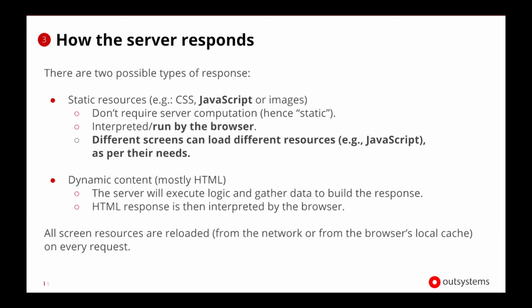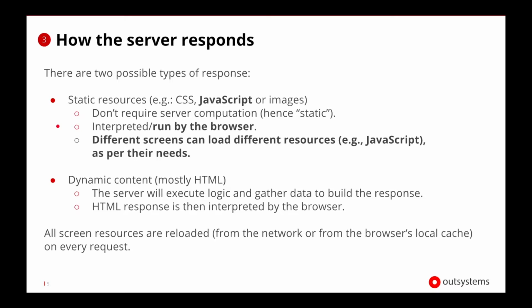Now, another type of response is dynamic content, typically HTML. This means that when the server receives such request, it will execute some logic and gather data maybe to build a response. And the response is built in HTML. This is sent to the browser, and the browser interprets this HTML. Typically, this HTML is the first response, and it includes references to these static resources.